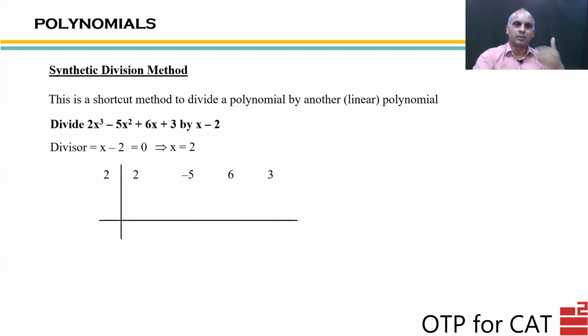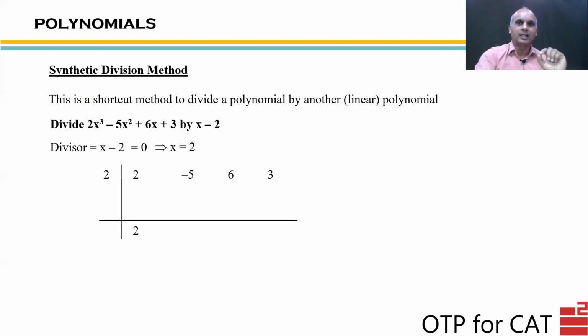And then I start the process. The first step is that the first coefficient, that is the coefficient of x cubed, which is 2 here, is put as it is in the answer below. I repeat, the first coefficient, the coefficient of x cubed, which is 2, I put in the answer as it is.